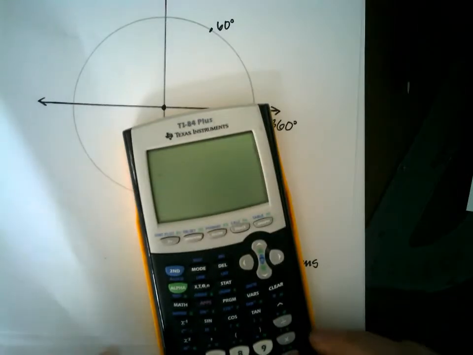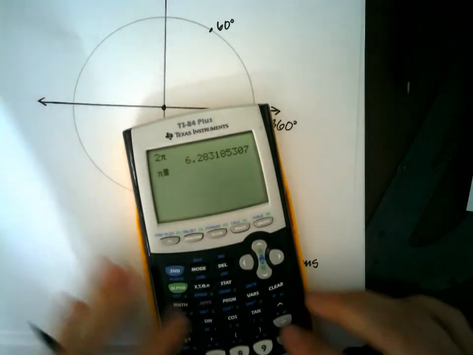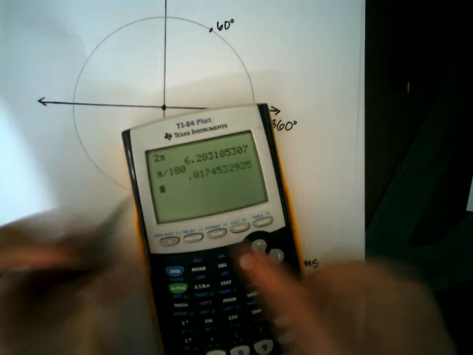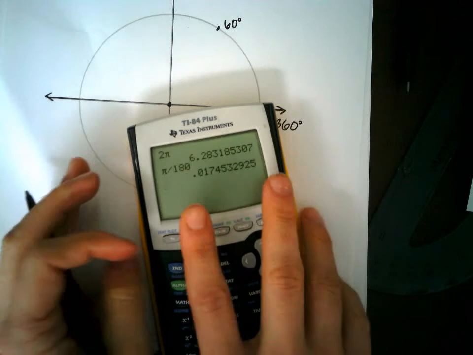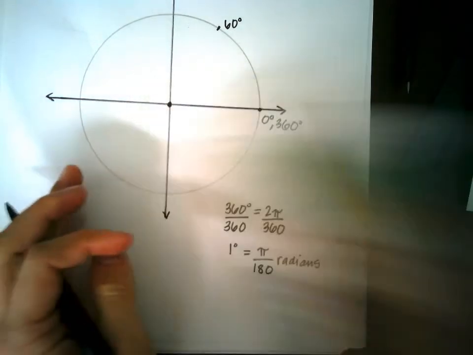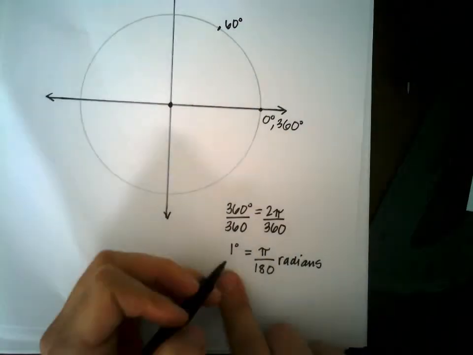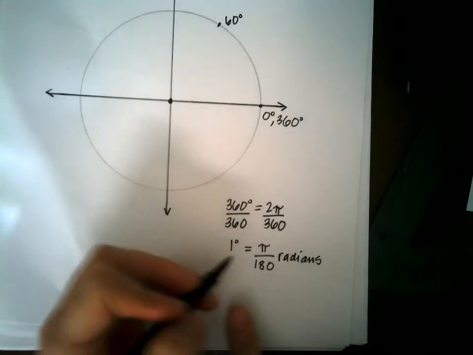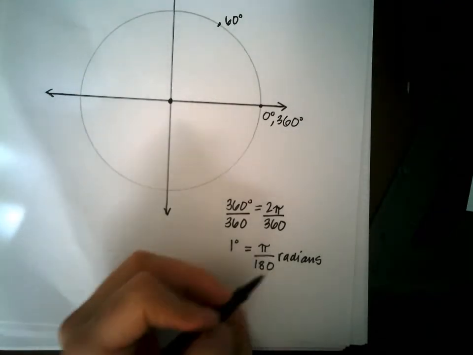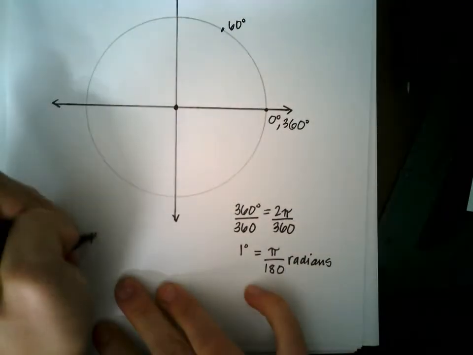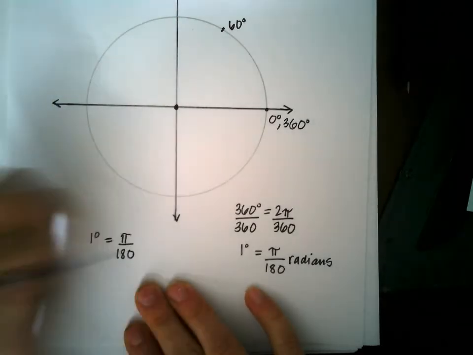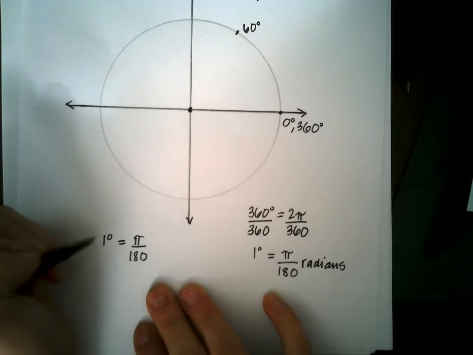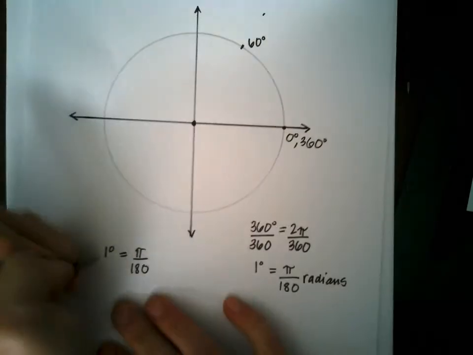If we take pi and divide it by 180, it's just about 0.17 radians. So it's a really small amount of radians, just like 1 degree is really small. So if I know that 1 degree is equal to pi over 180 radians, that means that I can pretty easily now figure out how much 60 degrees is.